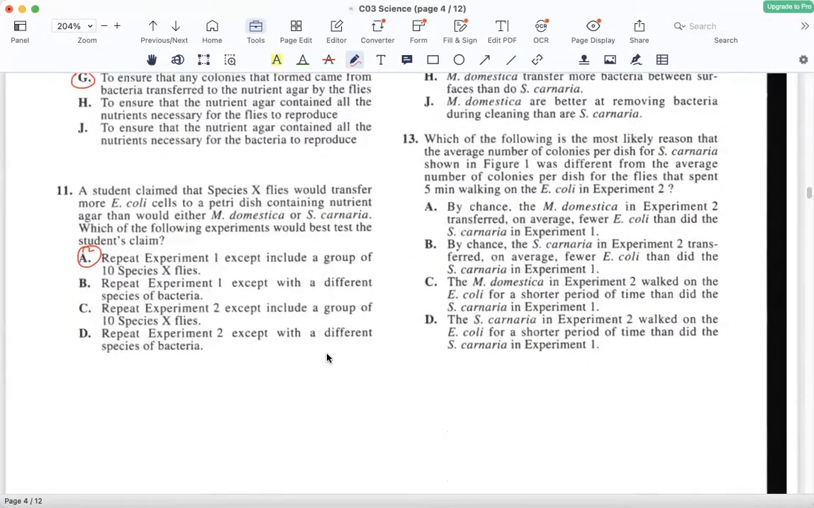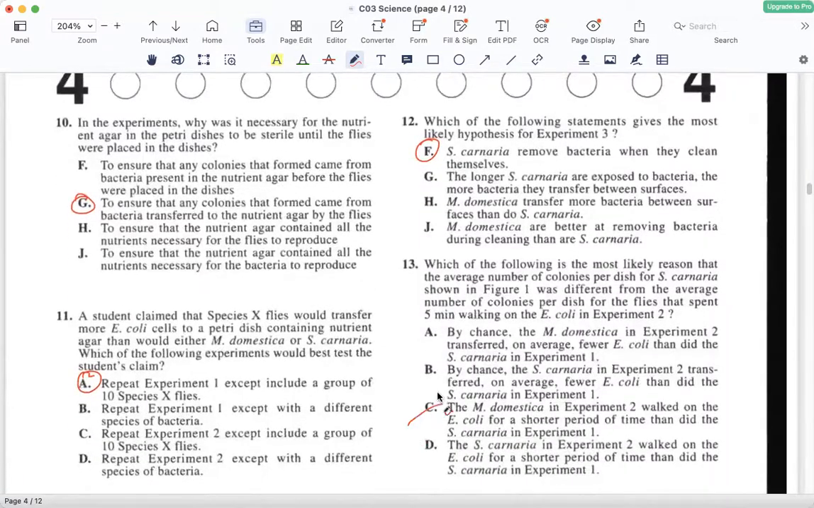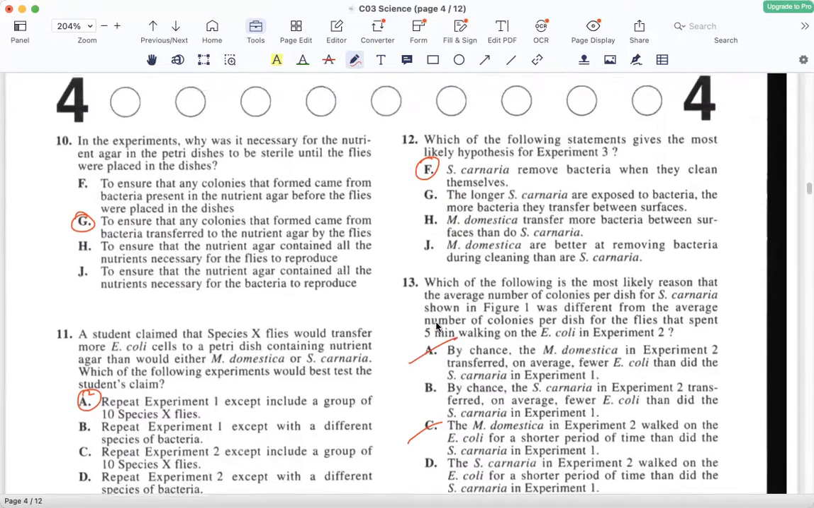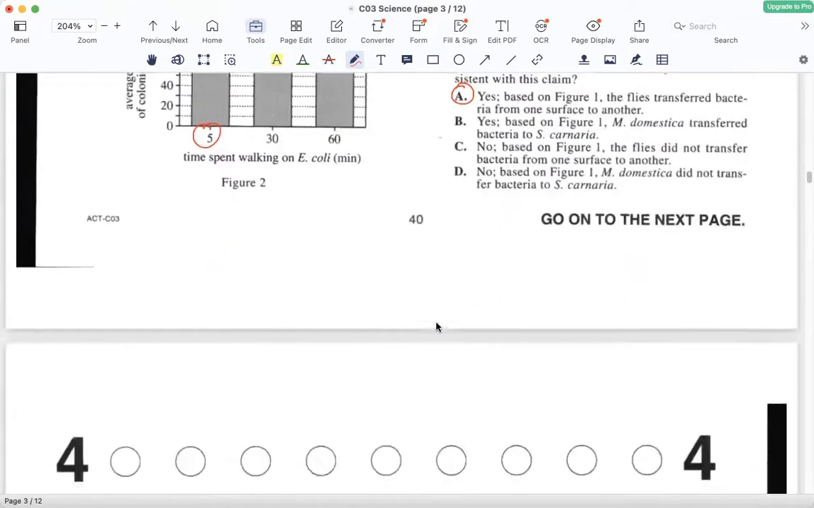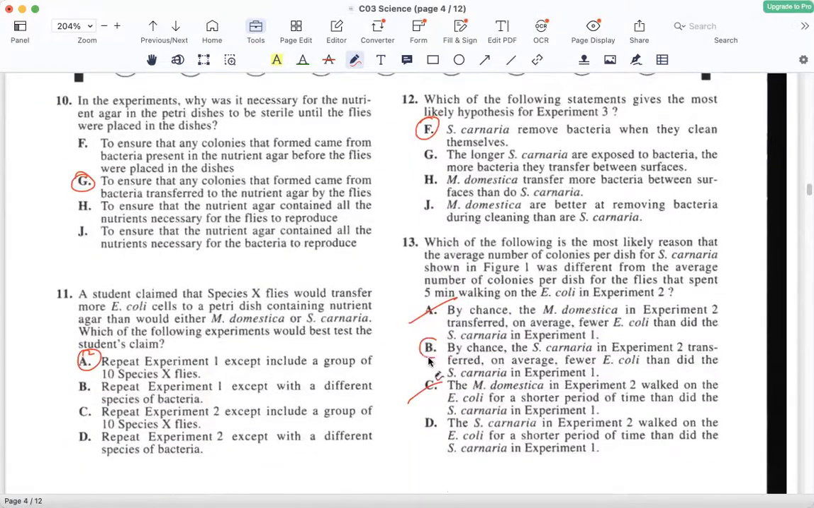By chance, M. domestica transferred fewer E. coli than did. There was no M. domestica in the second experiment. So M. domestica is not correct. Yeah, by chance, the S. carnaria in experiment 2 transferred fewer E. coli than did the S. carnaria in experiment 1.